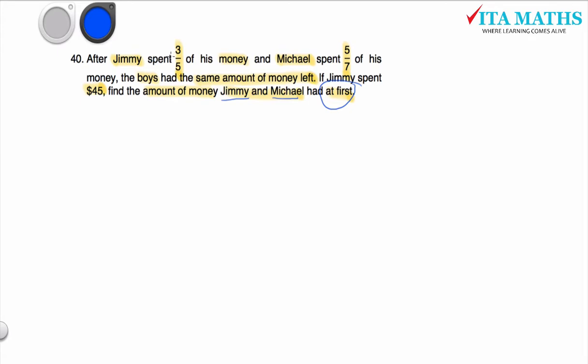Let's take a look at the ratio. It's talking about spending. It's talking about how much is left. So the table that we are going to form for the ratio can be a bit complicated. We are looking at Jimmy over here and Michael. So we look at how much he has spent, how much he had at first, and how much he actually has left. Now let's look at it without the left first.